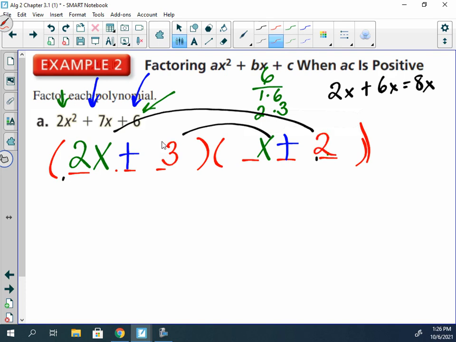I will tell you that 1 and 6 won't work, because 2x times 6 would be 12x plus x would give us 13x. Now this here, we can check it. 2x times 2, 3 times x is plus 3x, which gives us 7x. Hopefully, are y'all starting to get the pattern of how this is working?